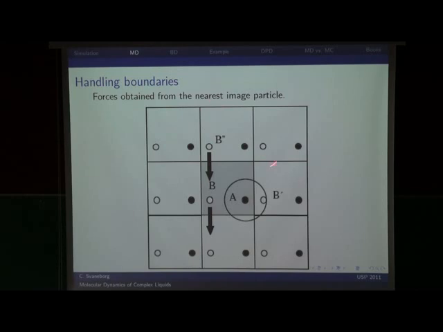So we just replicate all the particles in the box, and what happens is we use what is called the minimum image convention, that particle A is interacting with all the other particles inside this interaction radius, including the image particles. So suddenly A and B appear to be far away from each other, but because of periodic images, A and B are really interacting with each other. And that is a very simple way of handling the boundaries.